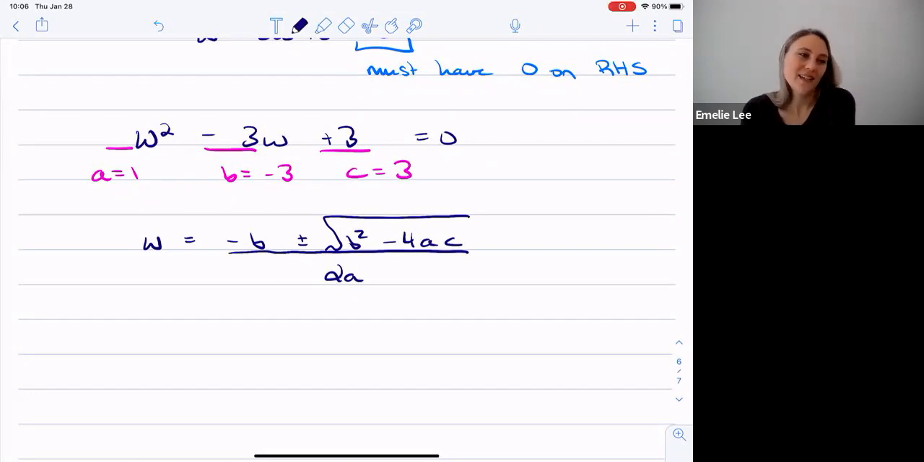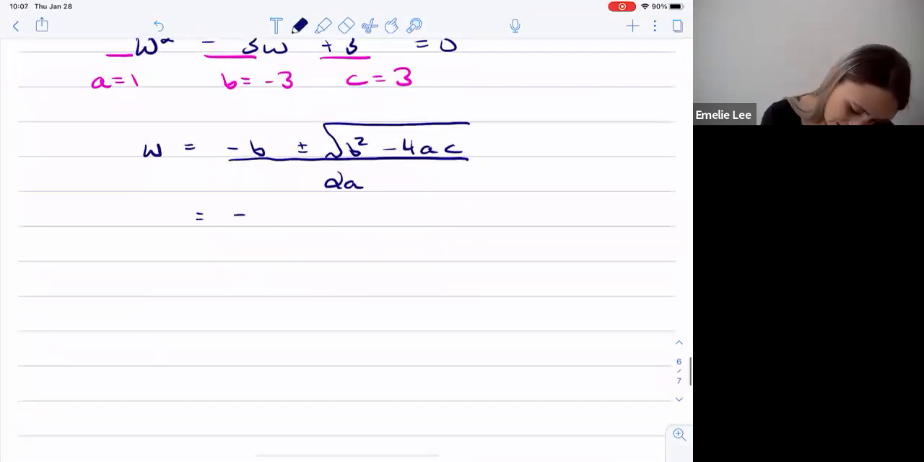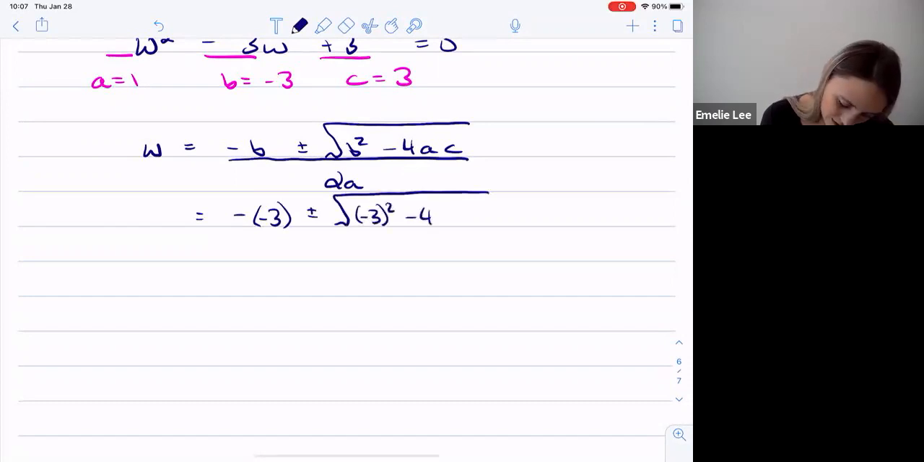So to find these solutions right now, because I've rearranged this and set it equal to 0, now I'm able to use the quadratic formula, which means I have to identify A, B, and C, right? Once I've done that, I plug those values in here, just being careful, preserving negatives and that kind of fun stuff. So w is going to be negative 3 plus minus the square root of negative 3 squared minus 4 times 1 times 3. And then that's all over 2 times 1.